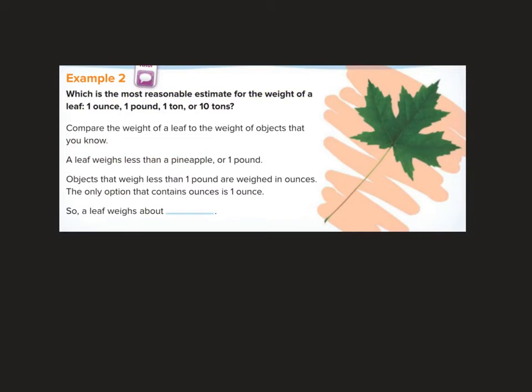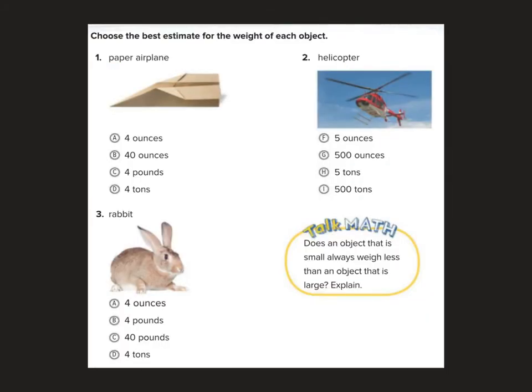What's the most reasonable estimate for the weight of a leaf? 1 ounce, a strawberry, a pound, a ton, or 10 tons. About an ounce, right? We know that. Paper airplane, 4 ounces, 40 ounces, definitely not 4 pounds, definitely 100% not 4 tons, at 4 ounces, I'd say. About 4 strawberries is a paper airplane.